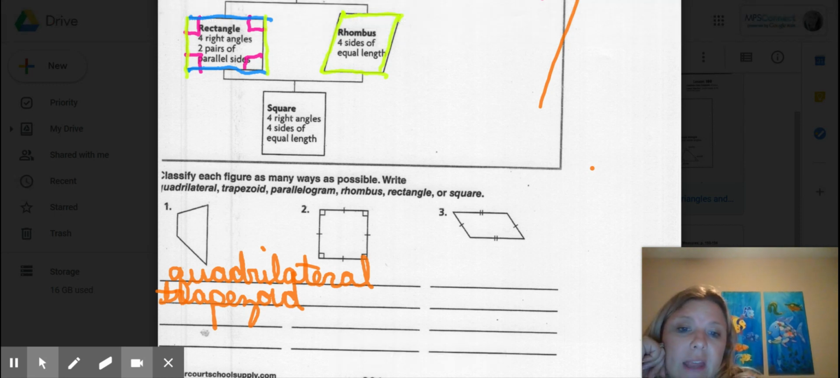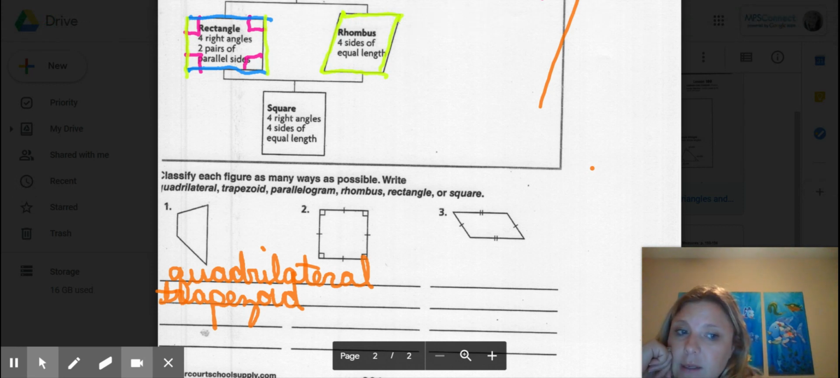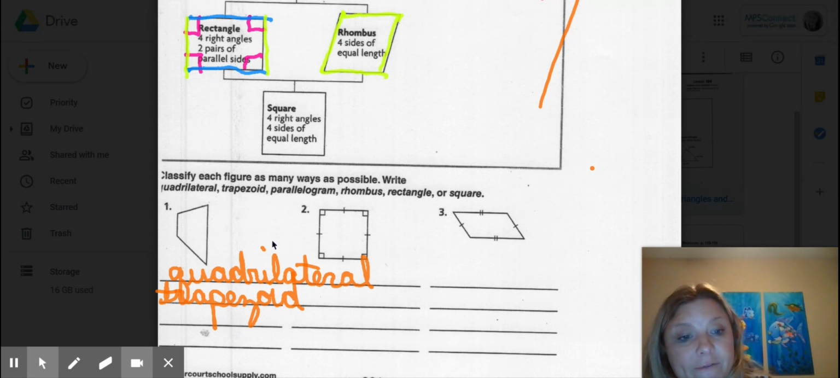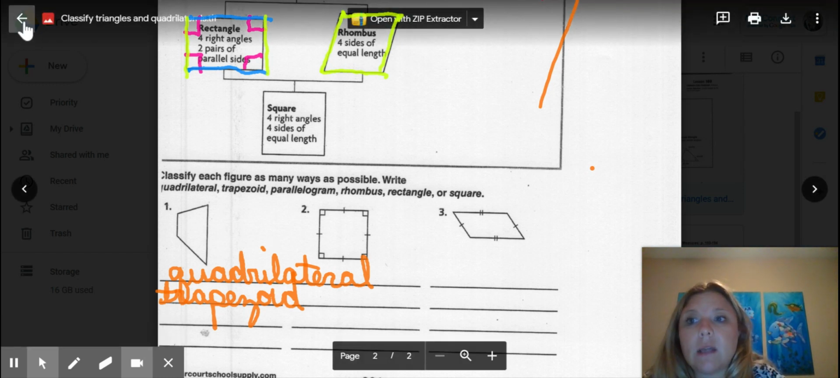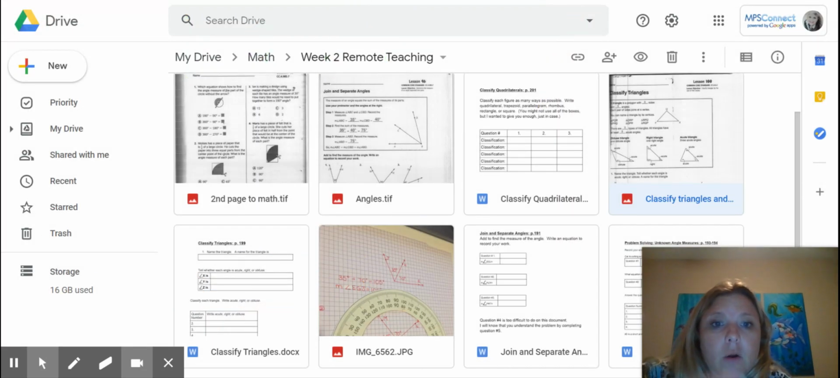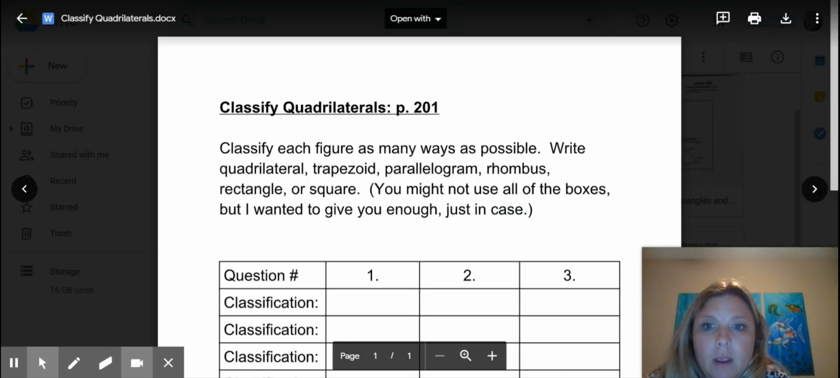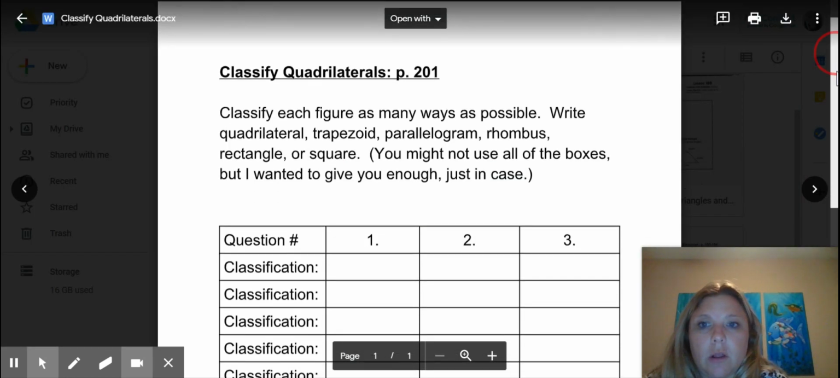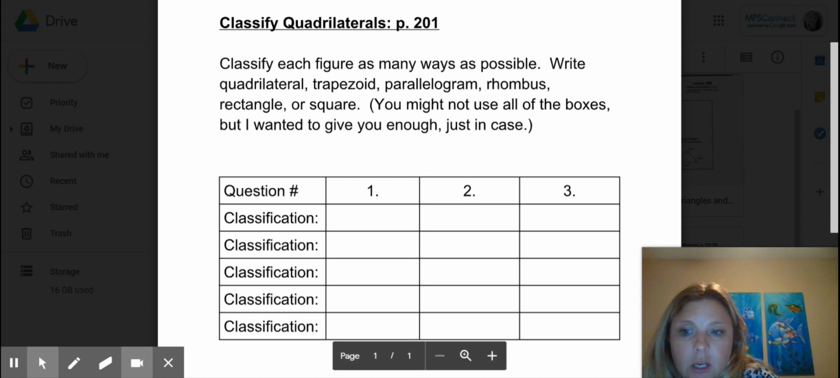Now, notice how they gave you lots of lines. Did I fill up all of the lines on number one? No, I did not. Is there a possibility you will fill up all of the lines? Yes, there definitely is. Okay, let me show you what the worksheet would look like that goes with this. This is going to be classifying quadrilaterals. Let me go ahead and open this up. This is what your worksheet would look like. So number one is right here, and you would write down all of the things that you were listing.